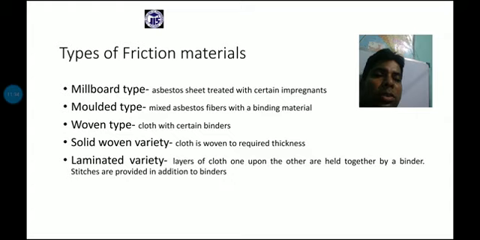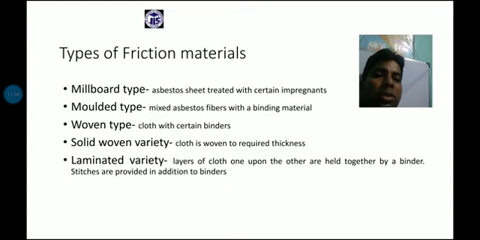So suppose the total number of discs in the driving shaft is 5, and the total number of discs in the driven shaft is 4. So the total number of pairs of contacting surfaces will be 4 plus 5 minus 1, that is, the summation of the driving shaft and driven shaft discs minus 1. That is the case of the multiple clutch, and all the remaining design part will be the same.